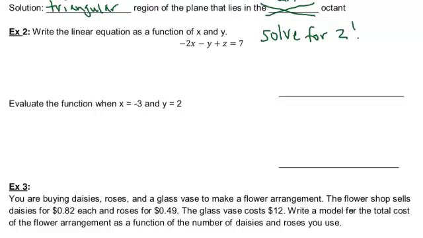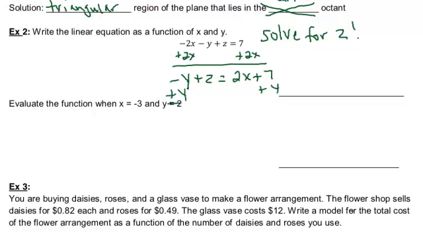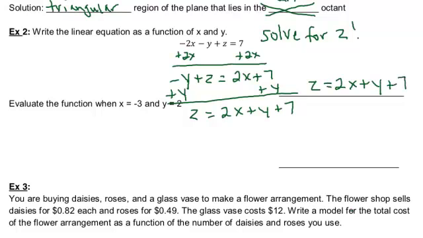So to get z all by itself, we first want to add 2x to both sides. That leaves us with negative y plus z equals 2x plus 7. And then lastly, we are going to add y to both sides. So that gives us z equals 2x plus y plus 7.